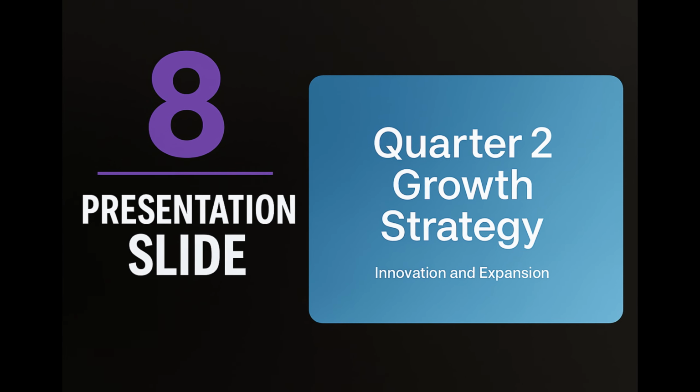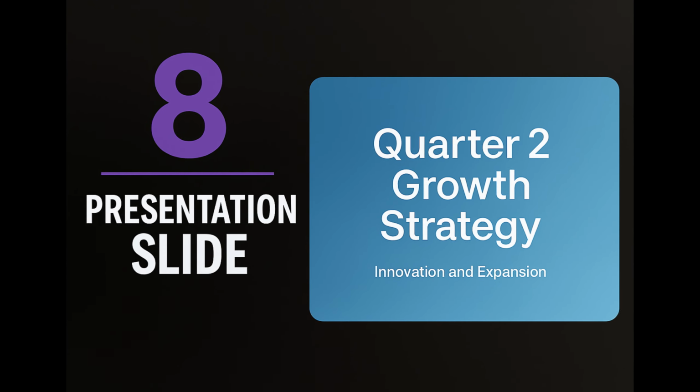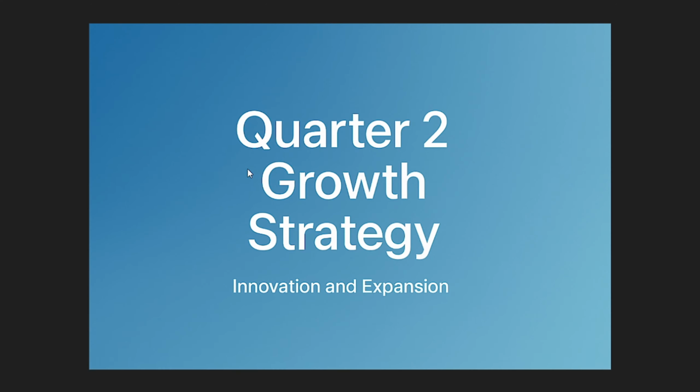Presentation slides. You can quickly generate clean slide backgrounds like this one. For example, I wanted a simple business slide with a blue gradient and the text Q2 Growth Strategy, Innovation and Expansion. I gave ChatGPT a clear prompt, and it delivered this minimal slide. It's not super creative or highly designed, but it's clean, readable, and perfect if you need a quick background for a presentation without spending a lot of time.